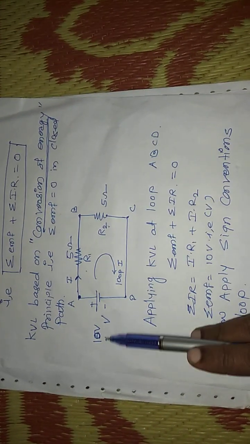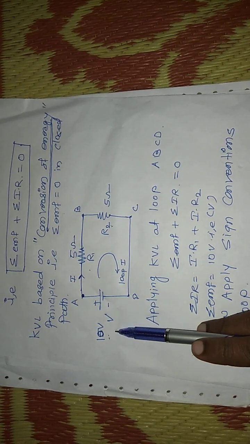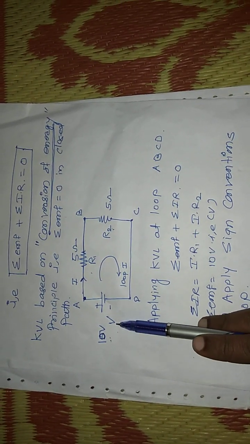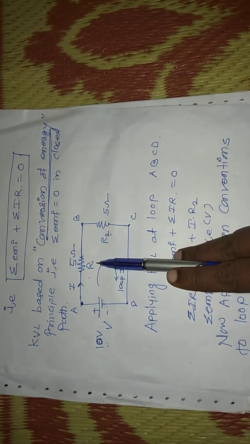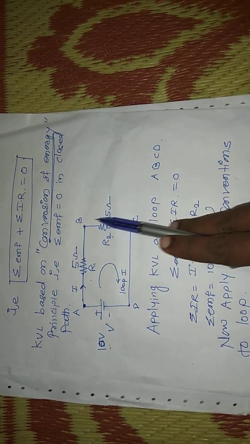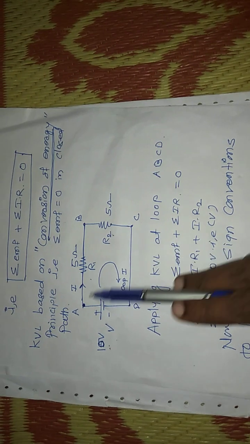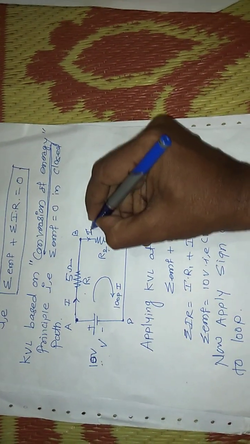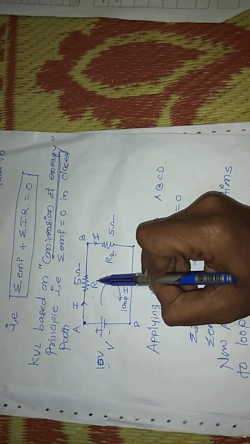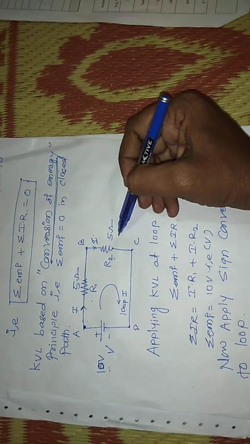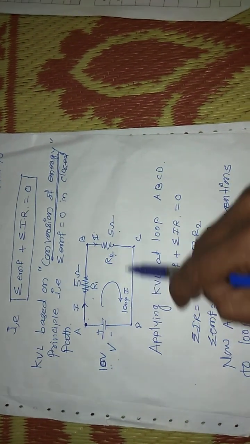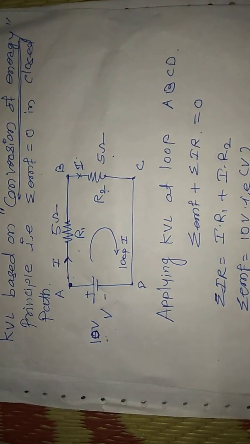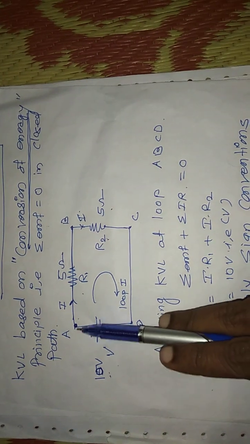Simply, the circuit consists of one battery, that is EMF, labeled as voltage V, 10 volt. Resistor R1 and resistor R2 are connected in series. How can it be in series? When the current in the circuit is common, the same current flows in R1 and the same current flows in resistor R2, hence it is a series combination.